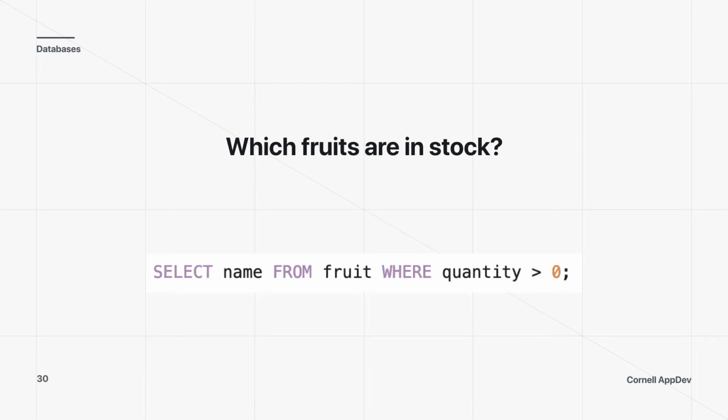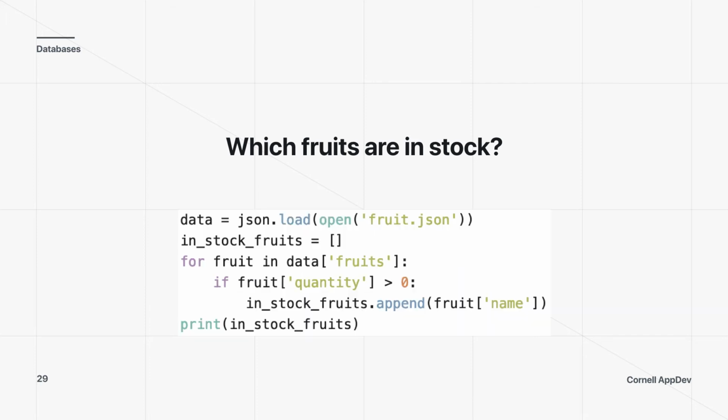Well, this is a lot easier if we had some language to help us interface with the database. If you notice here, SELECT, FROM, and WHERE are in all caps. These are keywords, which we'll talk about later. But name is a field, fruit is a table, and quantity is a field that results in a condition. So this one-liner will tell you which fruits are in stock, which is super easy compared to what we had before.